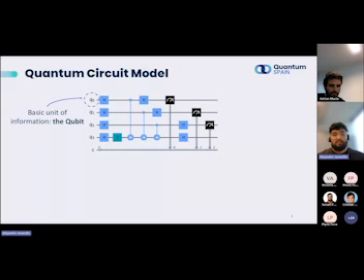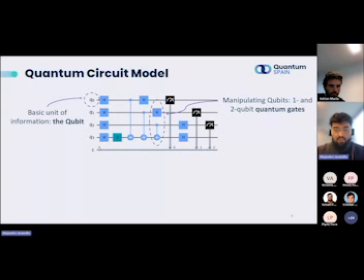And now instead of classical bits, our basic unit of quantum information is the qubit, which is any two-level quantum system, just like the polarization of a photon, or the levels of an atom, or maybe the spin of a crystal. And then we perform a series of operations on those qubits. We manipulate them using quantum gates.